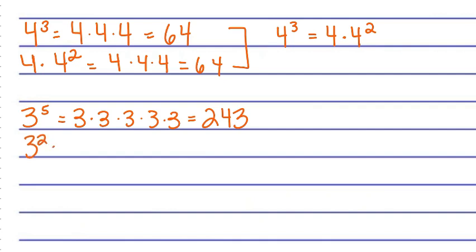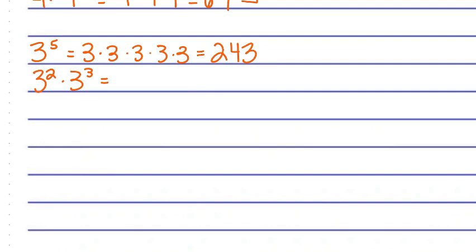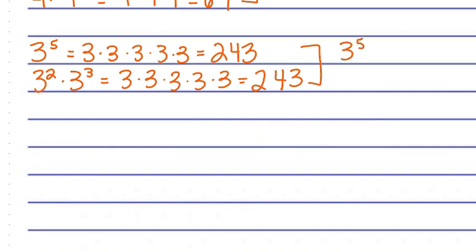Okay, the next one is 3 squared times 3 cubed. Cubed means to the third power. So we're going to expand this one just like we did the last one. So I need to write 2 threes and then 3 threes. How many threes did I end up with? 5. Isn't that the same thing as the one right above it? Yeah. 3 to the fifth power? Yeah. Okay. 243. Okay, these are the same. So 3 to the fifth equals 3 squared times 3 to the third.